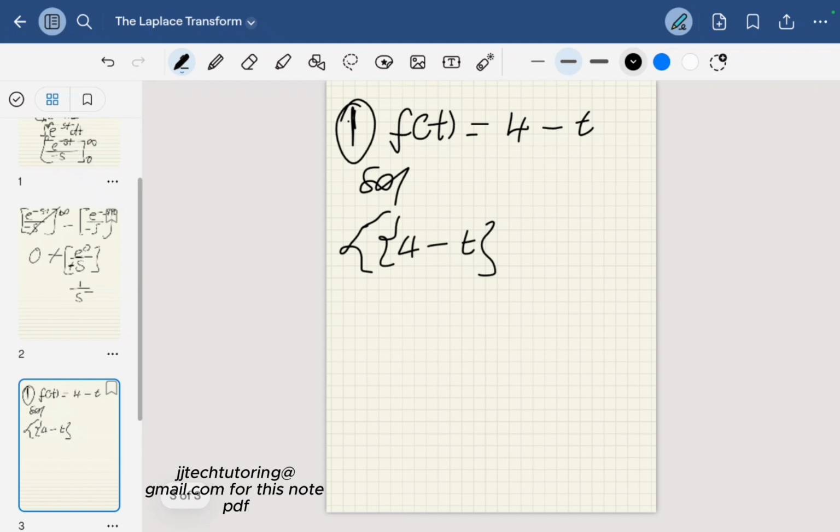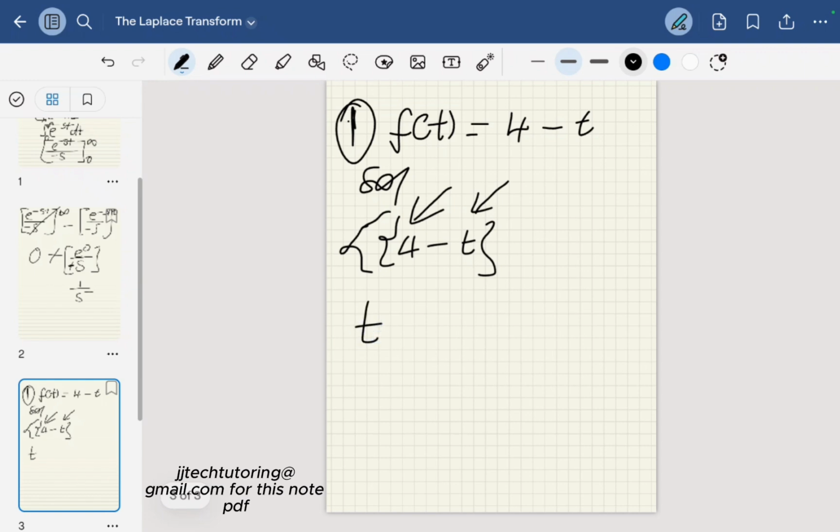Then the Laplace transform of a constant number is just that number divided by s. And the Laplace transform of t, a number that is having an exponent, so that means it's that exponent divided by that exponent plus 1. I'm not sure if I'm making sense. I mean, when we want to do it in a shortcut, right?